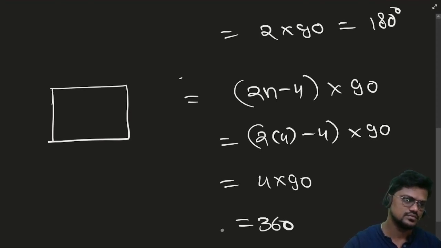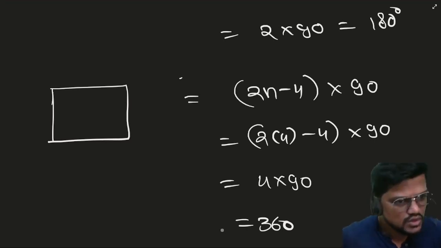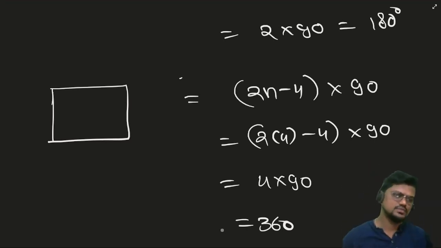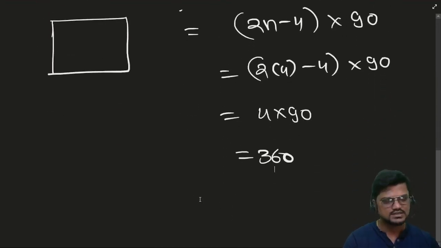Sir, for any quadrilateral, it is 360, no? Yeah, for any quadrilateral, it is 360 only. Not only for square, for rectangle, for parallelogram, for rhombus, for any quadrilateral. For all the quadrilaterals, the sum of interior angles is 360 degrees.